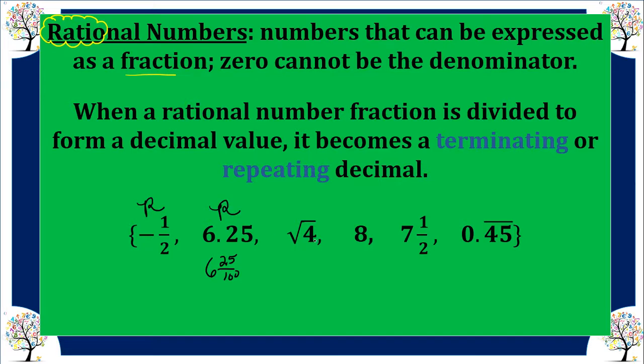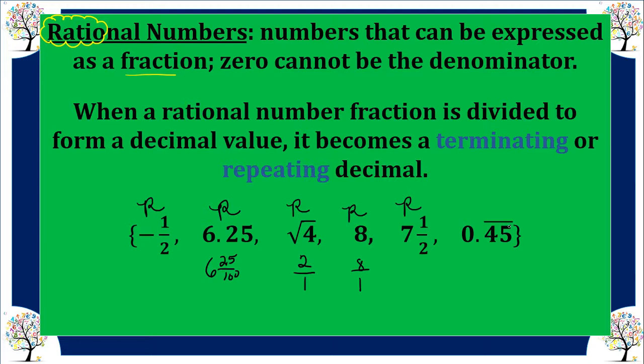The square root of 4 is perfect, and so when I take the square root of 4, I get 2, and then any integer can be put over a 1 to create a fraction, so this is why this number is a rational number. 8 can be put over 1, showing a fraction, so it is rational. 7 and 1/2 is written as a fraction.